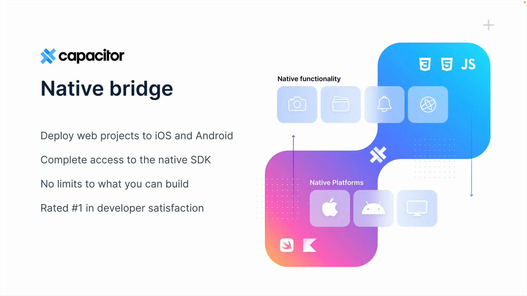Now, once you have that app built out, you're going to want to access these native device features. And to do that, we have that project Capacitor. Capacitor allows you to take your web app, deploy it to a native iOS runtime or a native Android runtime, and then access those native device features through JavaScript.